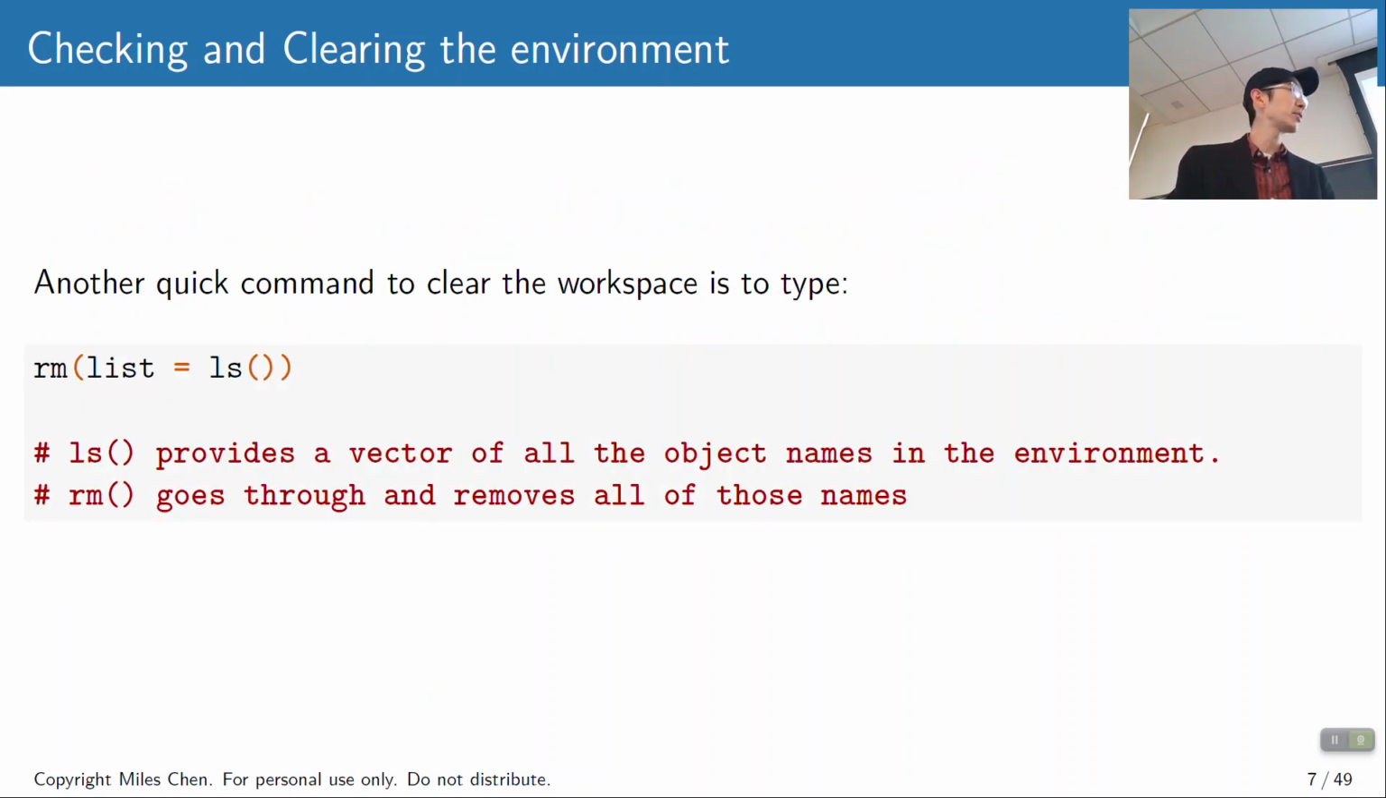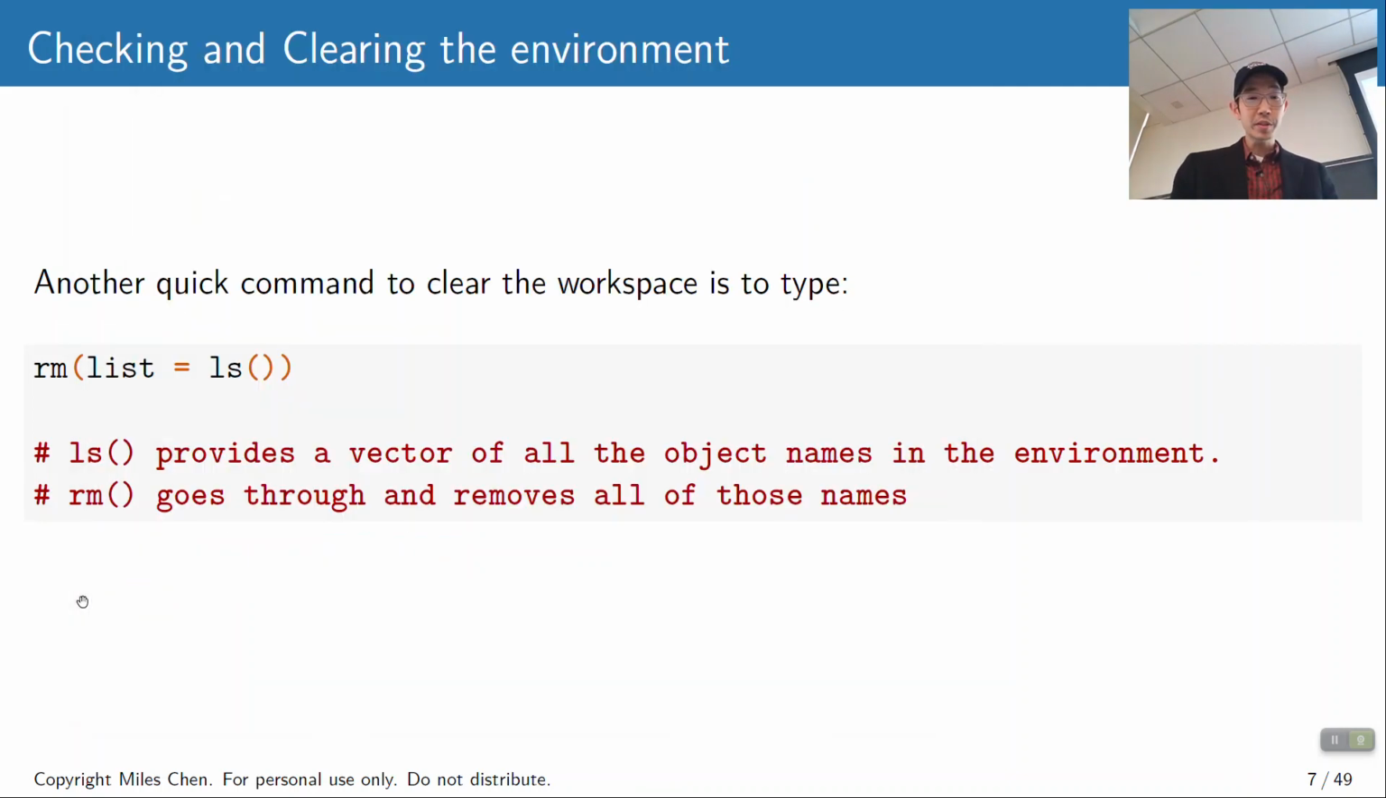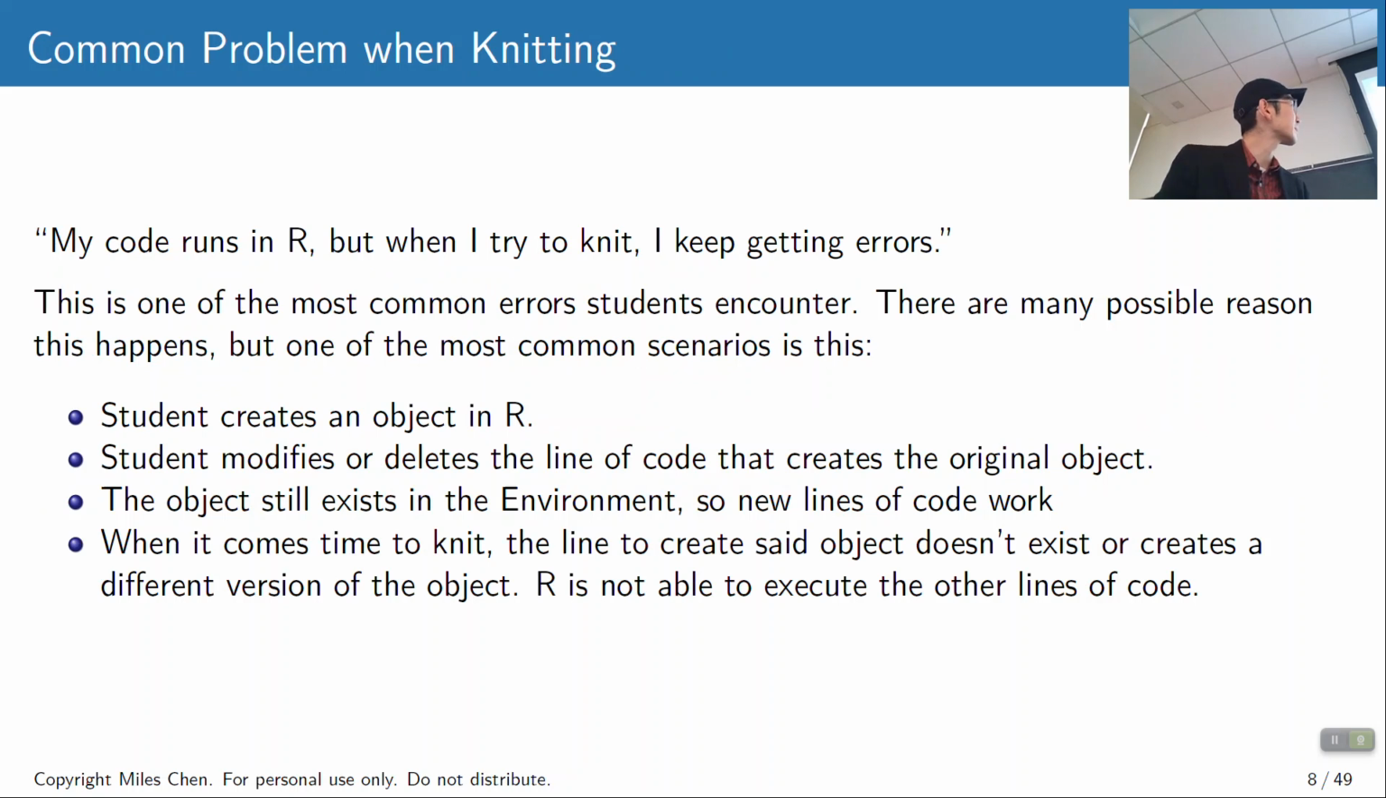Another way to clear the environment, if you want to do it quickly, is you can type in the command rm(list = ls()), and that will clear your environment as well. rm is the command used to delete things from the environment. list = ls() basically gives it a list of everything that currently exists in the environment, and this basically removes all of that stuff.